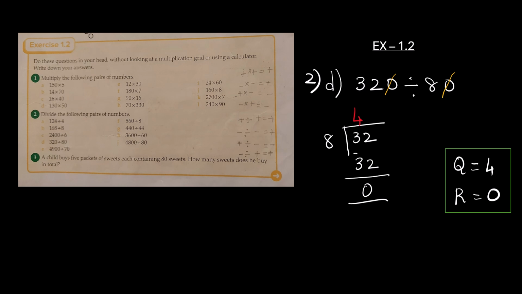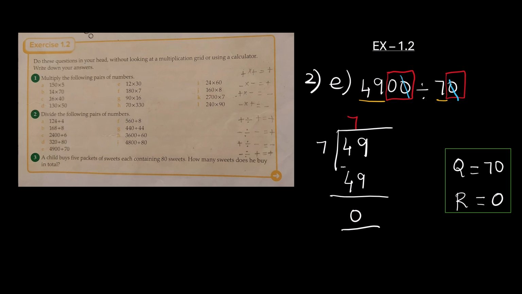D sum is 320 divided by 80. Here 0 and 0 get cancelled. So the number is 32 divided by 8. How many 8s make 32? It's 4. So 8 times 4 equals 32. 32 minus 32 is equal to 0. So the quotient is 4. Remainder is 0.